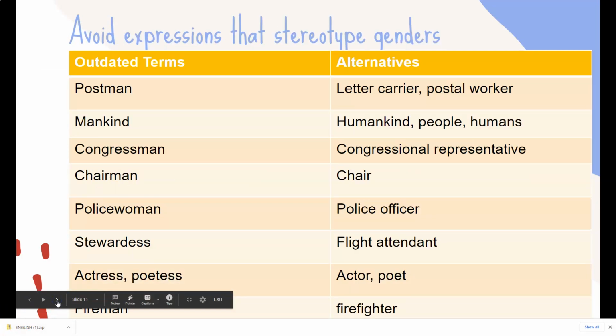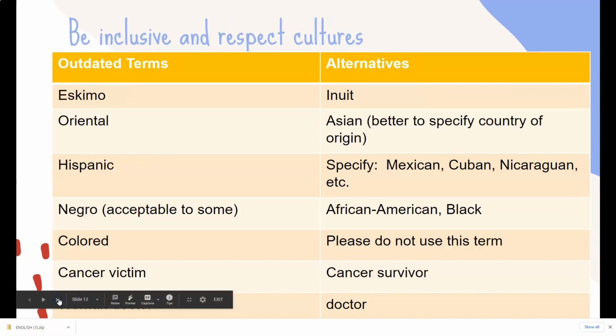In the next example, we want to avoid using expressions that stereotype genders. As an example, my husband is a firefighter. I refer to him as that rather than a fireman because, of course, many women are also now firefighters. And we always want to be inclusive and respect cultures. Here are some examples of outdated terms with better terms to use, some alternatives.